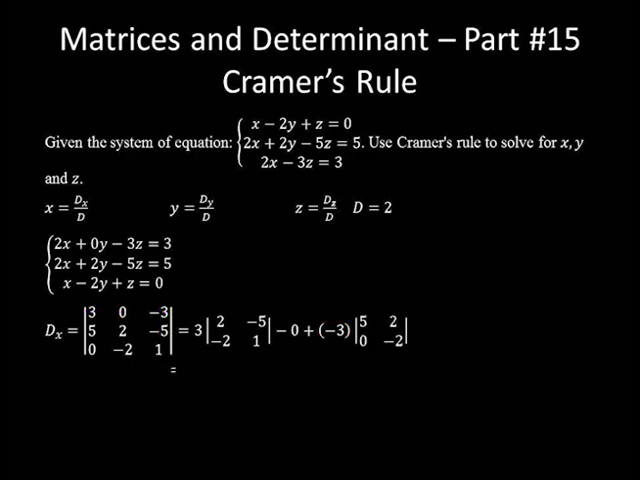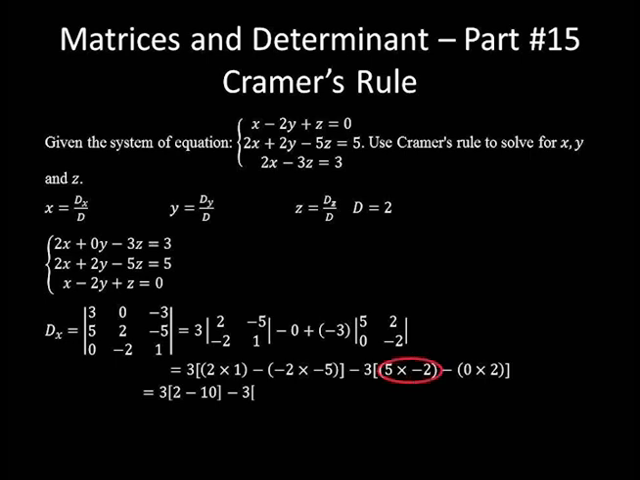which is equal to 3 times (2 times 1 minus negative 2 times negative 5) minus 3 times (5 times negative 2 minus 0 times 2), which is equal to 3 times (2 times 1 is 2 minus negative 2 times negative 5 is 10) minus 3 times (5 times negative 2 is negative 10 minus 0 times 2 is 0), which is equal to 3 times (2 minus 10 is negative 8) minus 3 times (negative 10 minus 0 is negative 10), which is equal to 3 times negative 8 is negative 24.